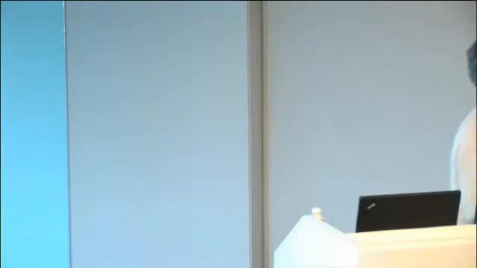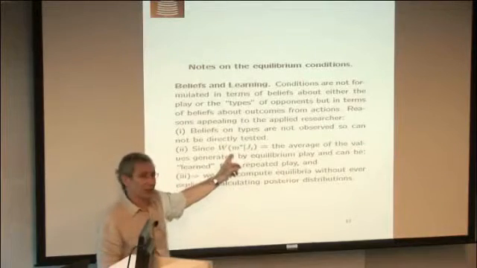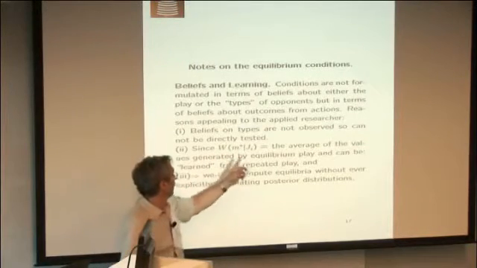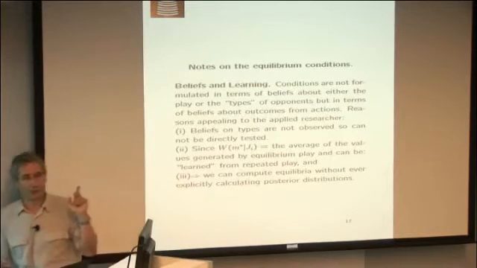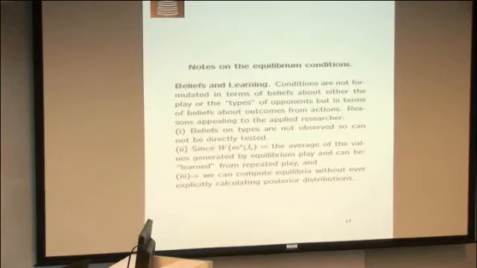So, beliefs in learning. The good thing for an applied guy like me is beliefs are not on types, because beliefs on types are not observed, and can't be directly tested. These are not beliefs on types, they are beliefs on outcomes, and I have a chance of getting outcomes. The outcomes themselves are the average values generated by equilibrium play and can be learned from repeated play. And I'm going to show you in a minute exactly how they can be learned.